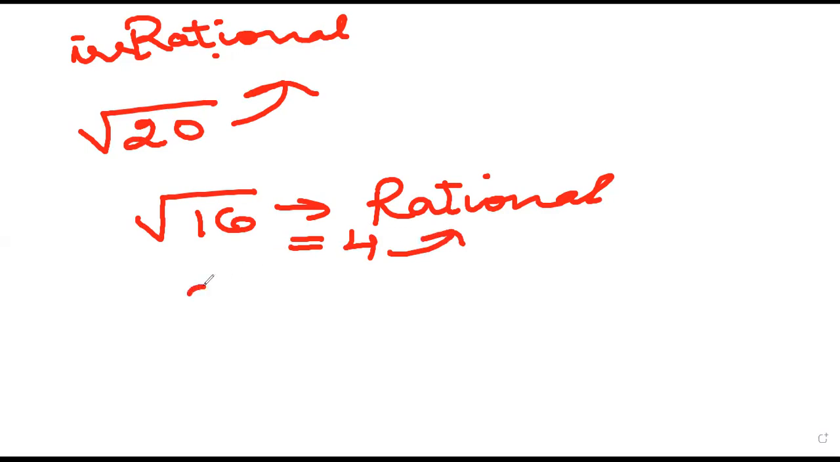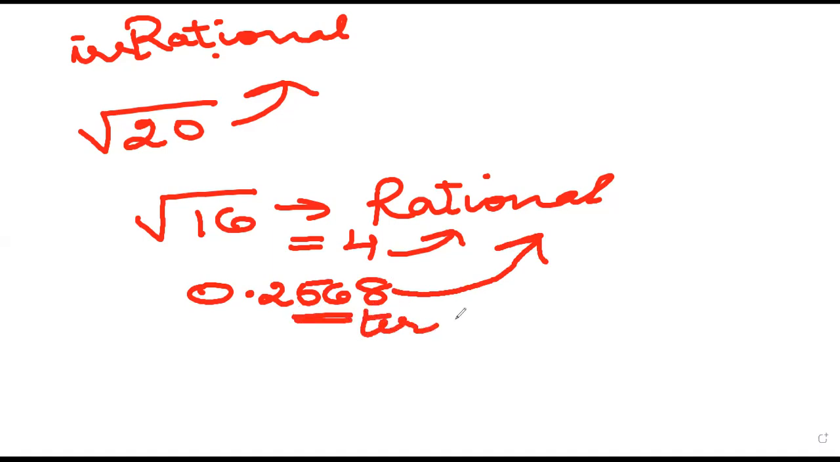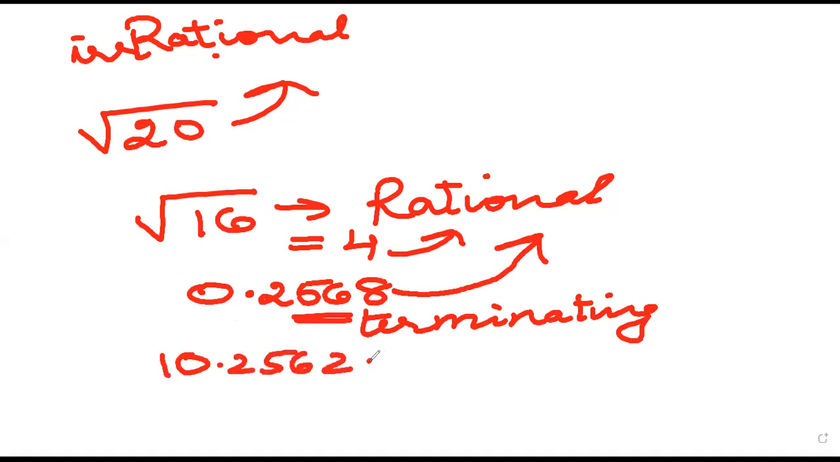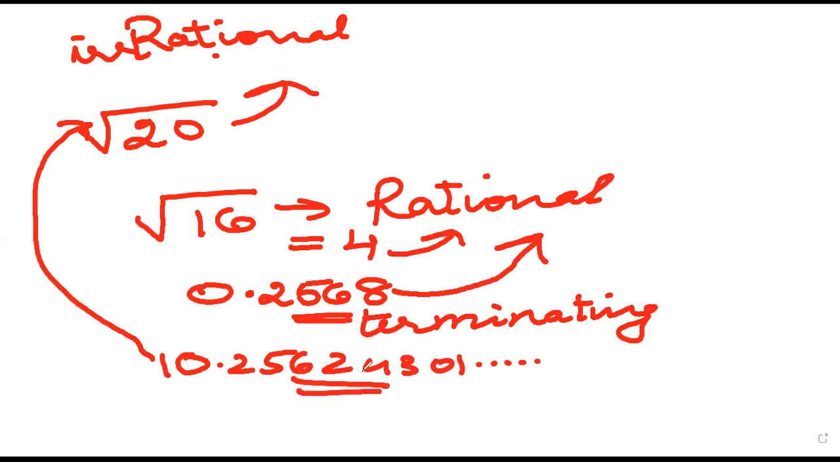Fine, children. Now, tell me whether this is rational or not. 0.2568. Is this rational or irrational? Yes, you are right. This is rational because this is a terminating decimal. So all the terminating decimals are rational. And now tell me the last one: 10.25, 62, 43, 01, and so on. What is this? This is an example of an irrational number, because it is non-terminating and non-repeating. I hope, children, everyone is clear with rational and irrational numbers.